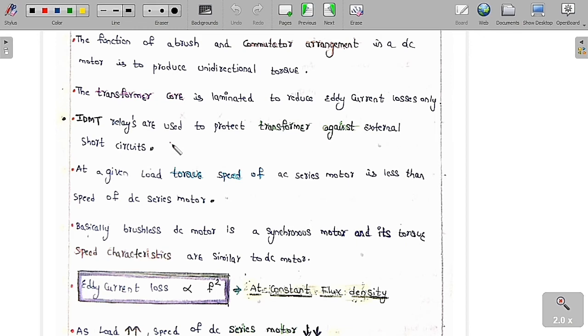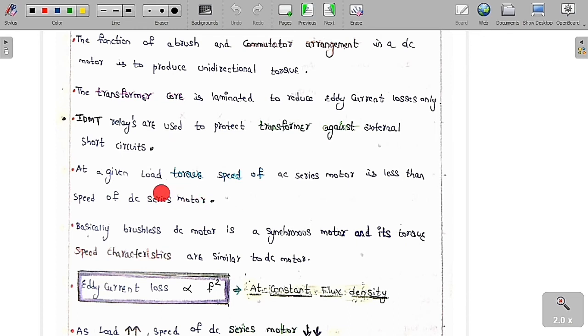So these IDMT relays are used to protect the transformer against the external short circuits. It's a very important thing. So IDMT relays are basically used to protect the transformer against external short circuits.